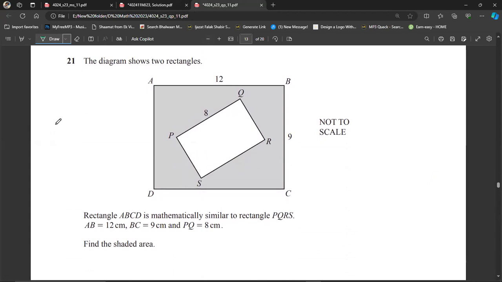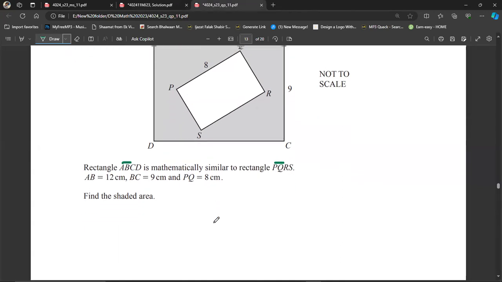Question number 21. He says the diagram shows two rectangles. Rectangle ABCD, whose AB side is 12. Rectangle ABCD is mathematically similar to rectangle PQRS. So whatever is the AB, its ratio will be with the PQ. AB is 12 centimeters, BC is 9 centimeters, and PQ is 8 centimeters. So very simple, find the shaded area.